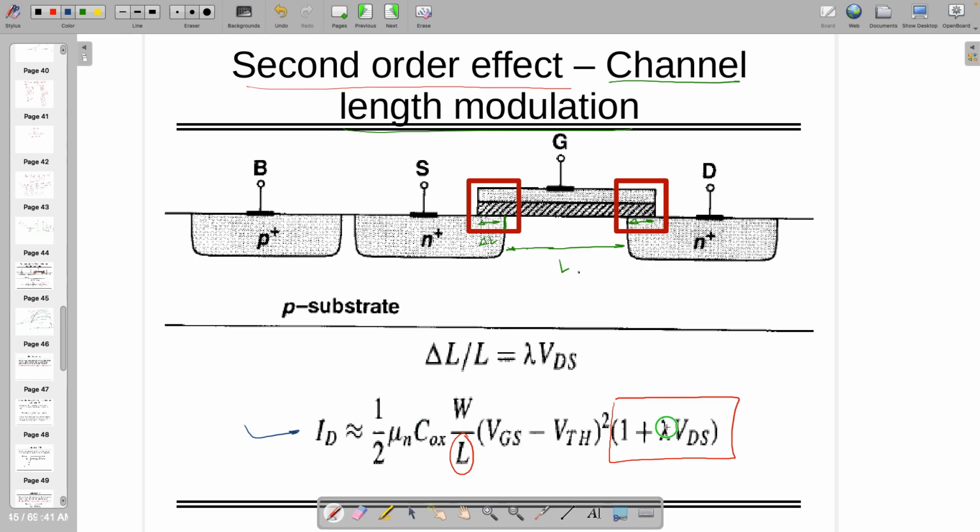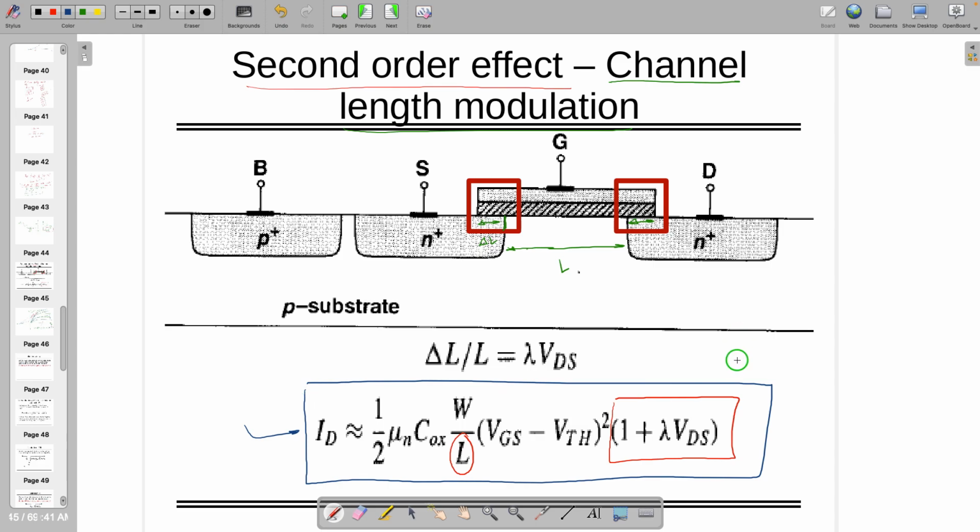Again, I am not going into the derivation of this. This is device derivation, right? So now remember this equation in the presence of channel length modulation. When there is channel length modulation, lambda is delta L by L by VDS, or delta L by L is equal to lambda VDS, right? So this is what is happening over here.